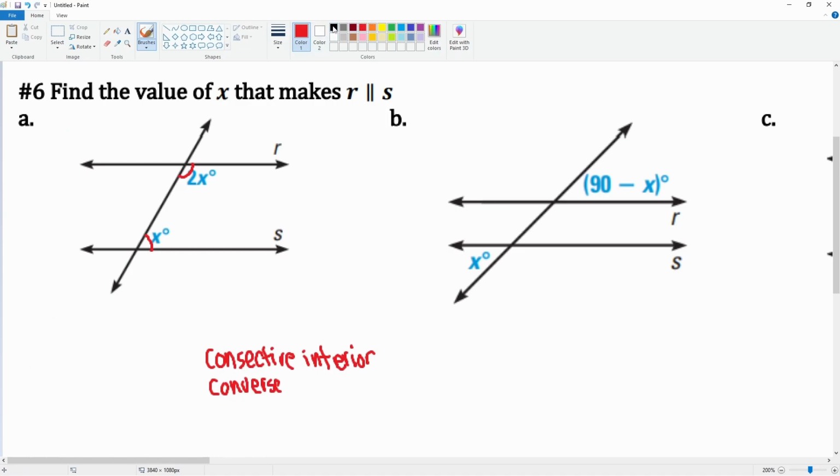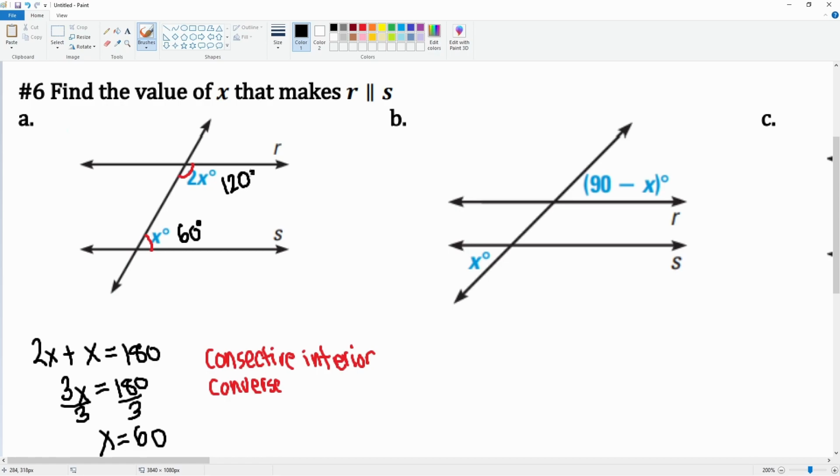So for that being said, that means 2x plus x has to be equal to 180. If that is true, the consecutive interior angle converse proves that the two lines will be parallel. So 2x plus x is 3x equals 180. Divide by 3 on both sides, we get x is equal to 60. So this is 60 degrees, then this becomes 120 degrees. Then these two are consecutive interior. They add up to 180, proving that R is parallel to S.